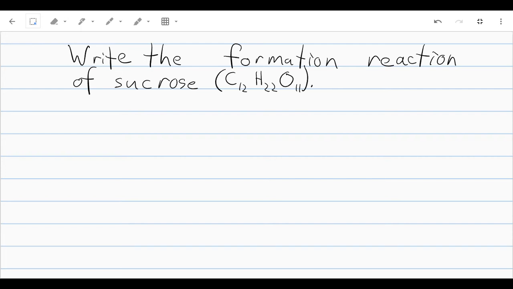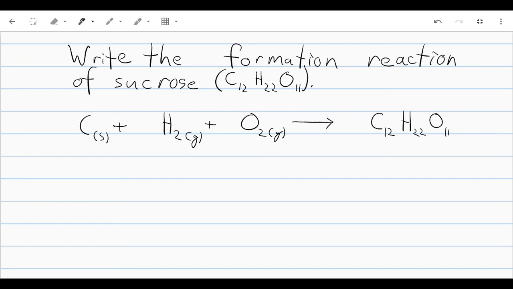So if we have carbons, we know that we're going to have carbon reacting in this reaction. We have hydrogen, so we know we have hydrogen gas. You have to remember that hydrogen gas is H2, not just H. And we have oxygen gas as well. Again, O2, not just O. Those three elements will react together to form sucrose, C12H22O11. I have carbon, hydrogen, oxygen as my compounds.